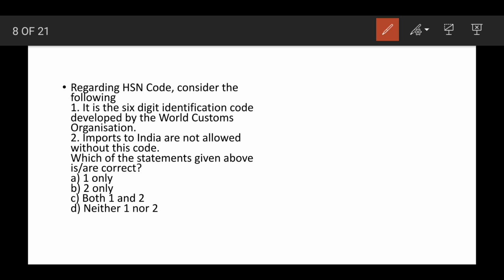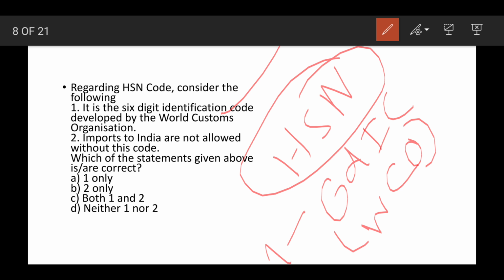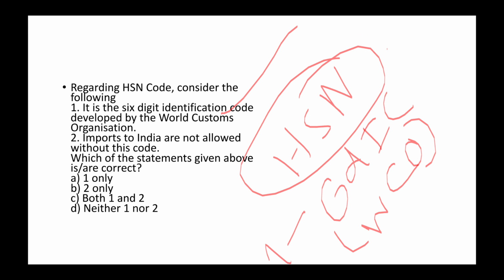Another question is regarding the HSN code. Consider the following. The question is about the HSN code. The first statement is: it is a 6-digit identification code developed by the World Customs Organization. That is the correct statement. The second: imports to India are not allowed without this code. Products from other countries to India are not allowed without this 6-digit identification code. That also is a correct statement. So the option is C, both 1 and 2.